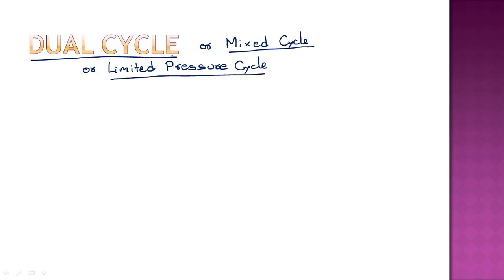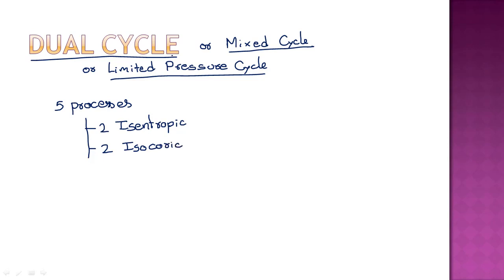Also called limited pressure cycle, or mixed cycle. So in this cycle, we have 5 processes, out of which 2 are isentropic, 2 are isochoric, and 1 isobaric.